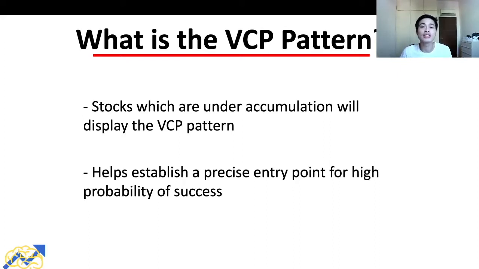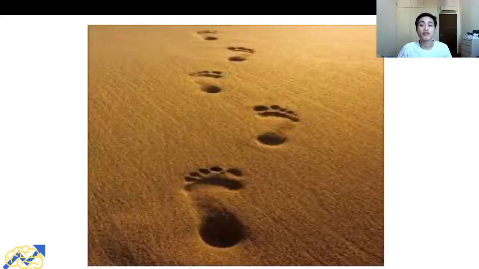And because the institutions are accumulating shares during the VCP pattern, the VCP pattern helps establish a precise entry point for high probability of success. Stock price on price charts reveal the activities of market participants, so the actions that market participants take in the stock market do leave behind clues on the price charts.